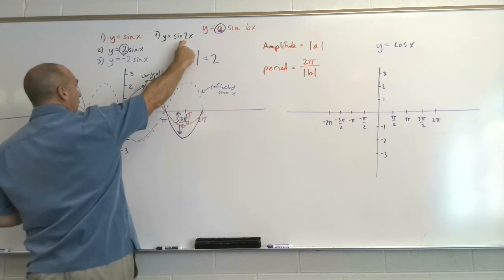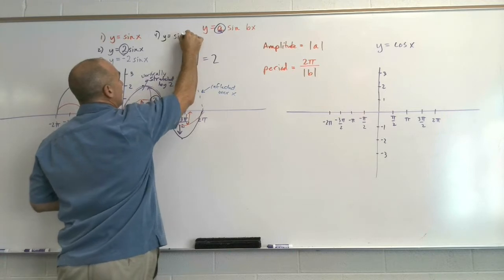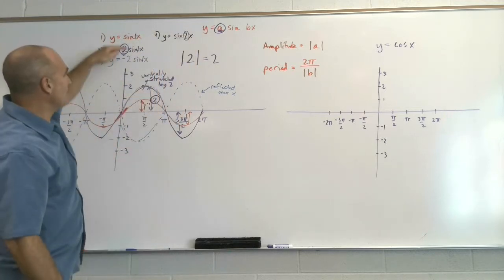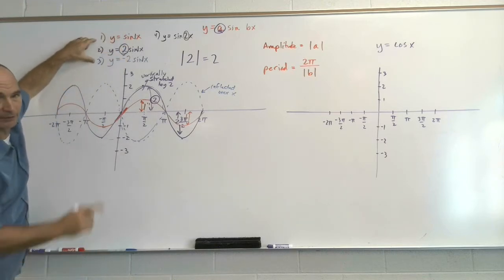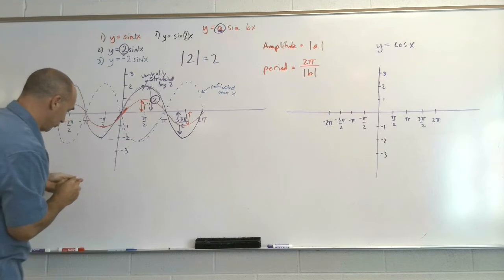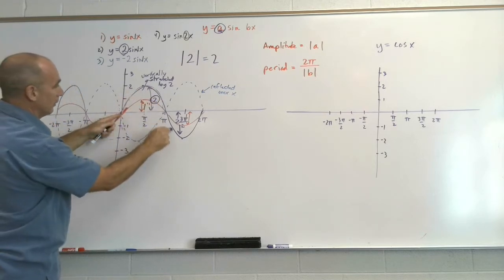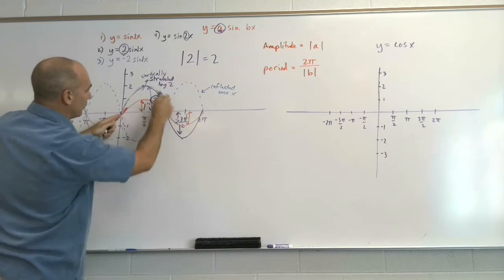Uh-oh, we got the black one here. For the first time, we have something here. Notice this is a 1, this is a 1, that's a 1. That means the period for all three of these should have been 2 pi. Let's double check that just to make sure it's true. Let's go with this purple one. Let's start here and let's go through one cycle. There it is. From 0 to 2 pi, it goes through a period.